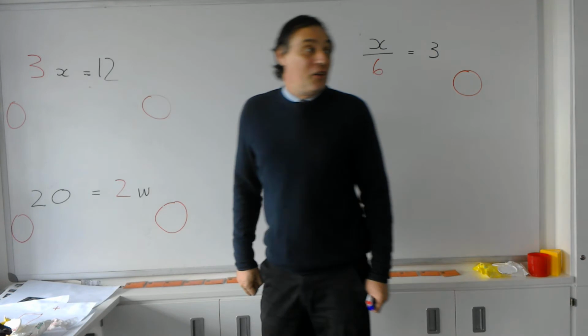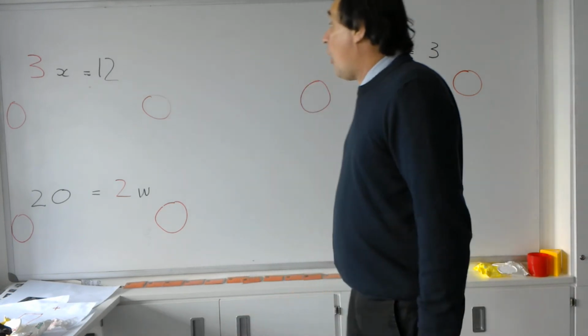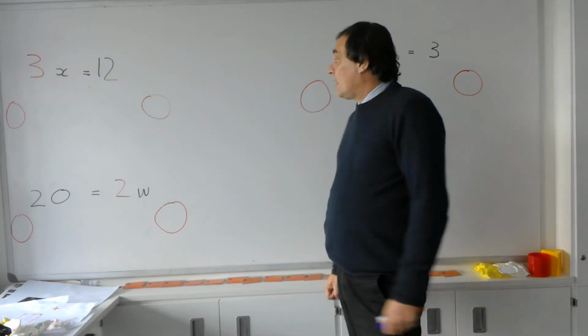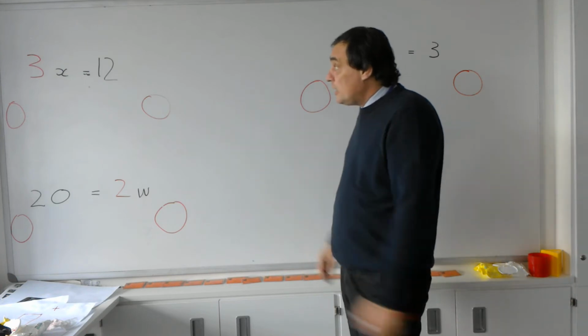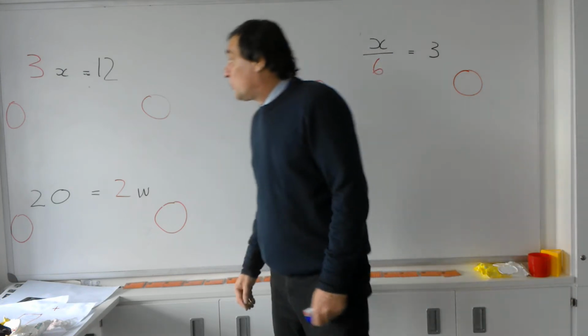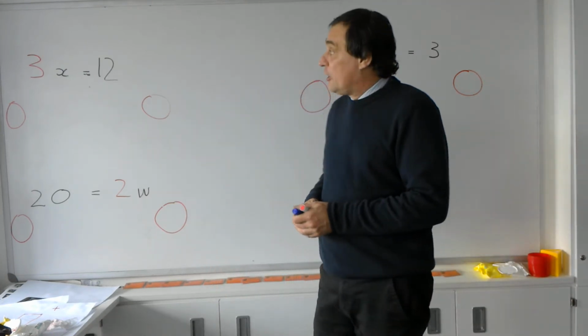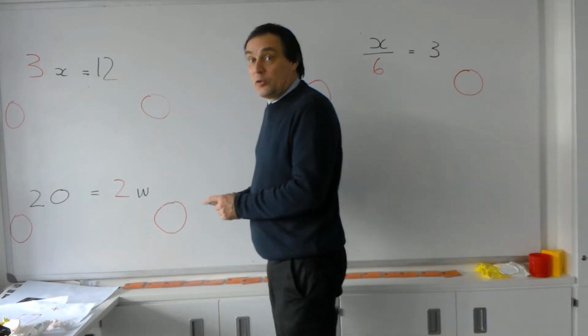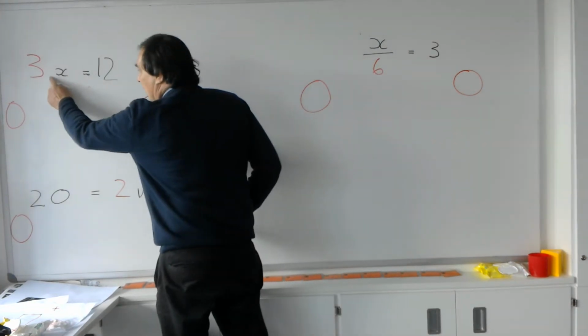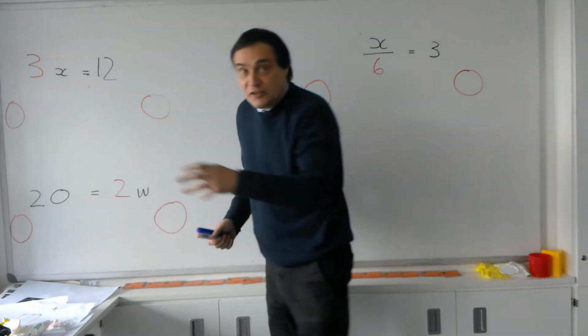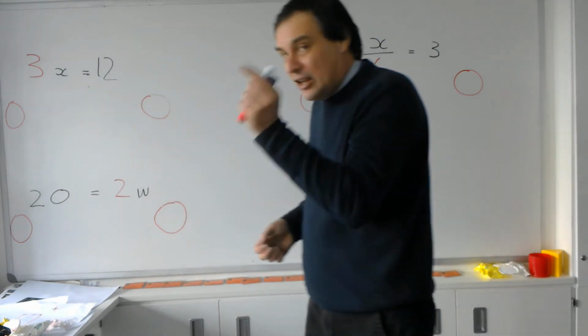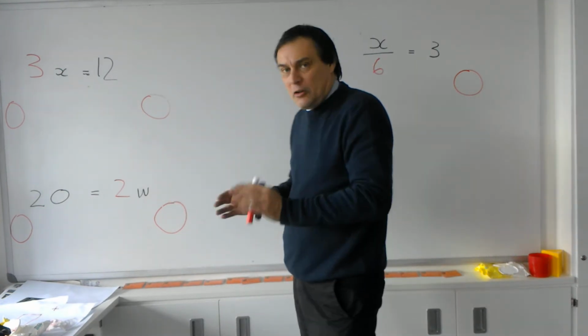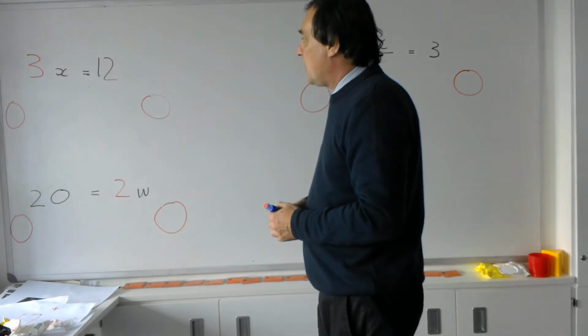One-stage equations using multiplying or dividing. Now, if I've got the equation 3x is equal to 12, that actually means 3 times x equals 12. If I don't have anything between the number and the letter in an algebra equation, it's a pretend times sign. You don't see the times sign. So 3x is equal to 12.